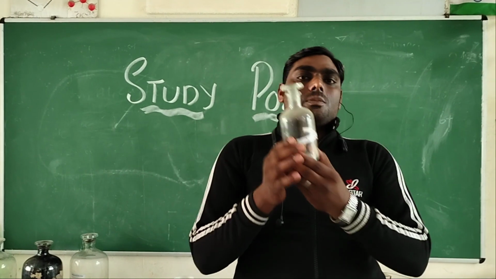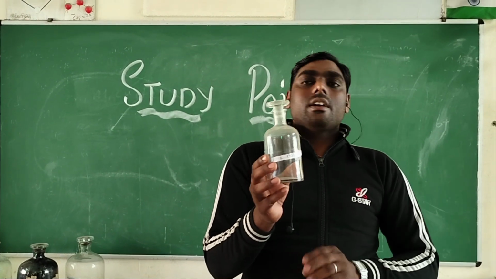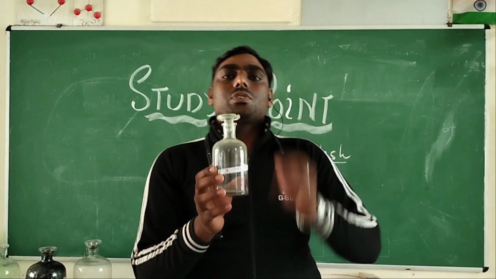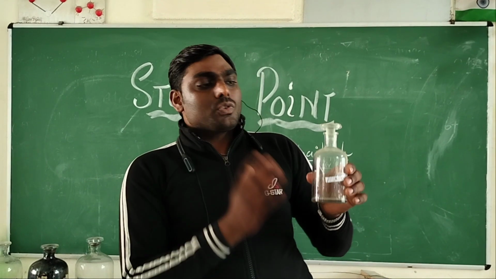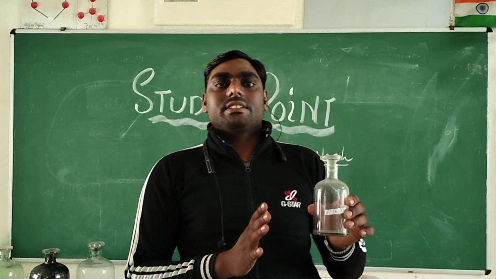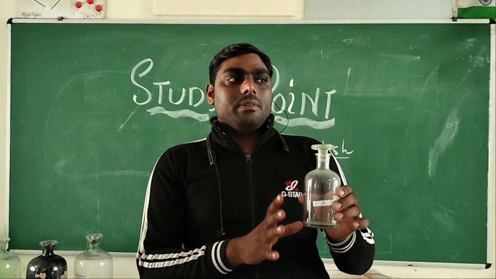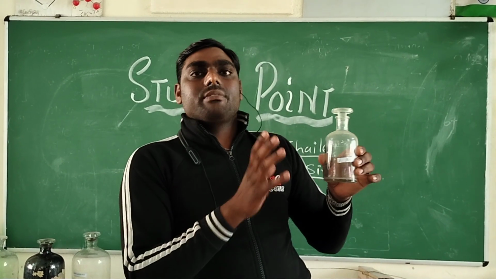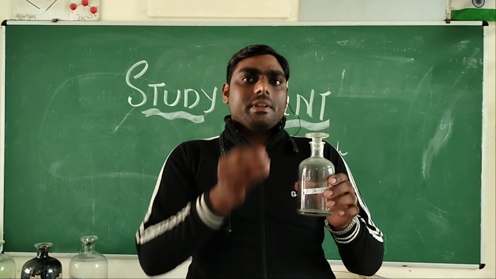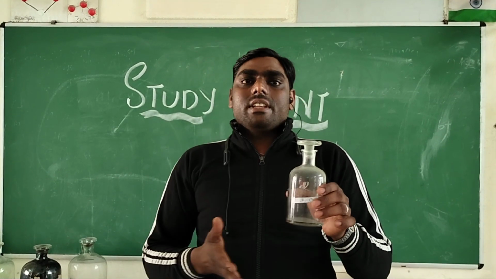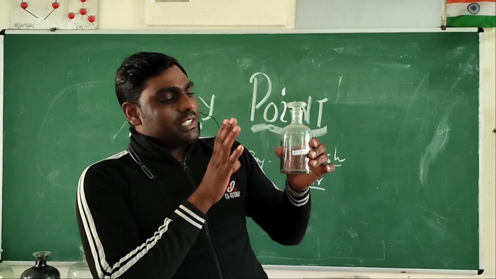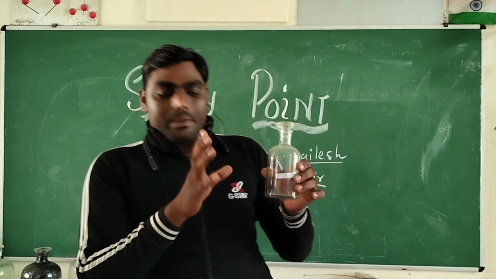This is our reagent bottle in which different chemicals are stored, and this is also made up of borosilicate, which has a very high melting and boiling point and is less reactive. That's why it is used to store different chemical substances. When we keep a chemical inside it, it does not react with the chemical substances. That's why it is used for storing the chemicals.